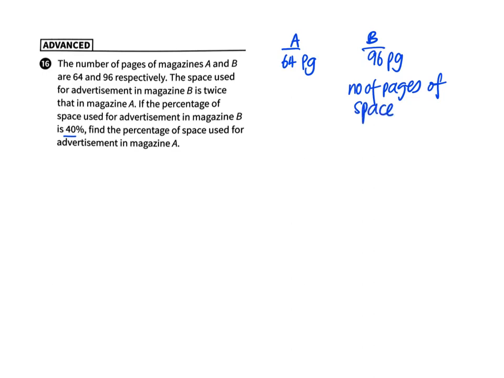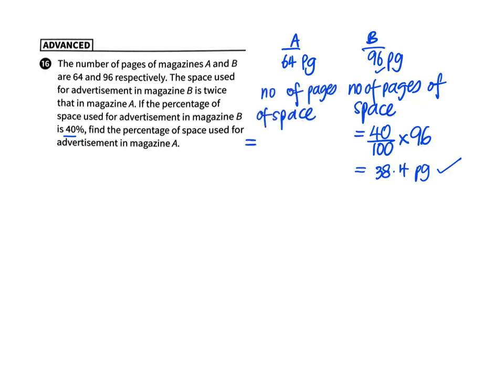Okay, number of pages with space is actually 40% out of a total of 96 for magazine B, and this gives us the number to be 38.4 pages. Then they tell us that the space used for advertisement in B is 2 times the space used for the advertisement in A. So what does that tell us about the number of pages of space in magazine A? That will be 38.4. This one here is double, right? So 38.4 divided by 2 to give you 19.2 pages.